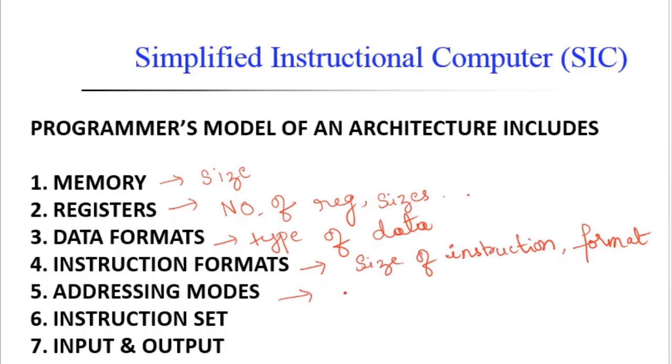When it comes to addressing mode, what is addressing mode? Addressing mode is the method to specify the operand of an instruction, because the operand can be present either in a register, in a memory location, or in the instruction itself as part of the instruction. The addressing mode specifies how to calculate the effective memory address of an operand.